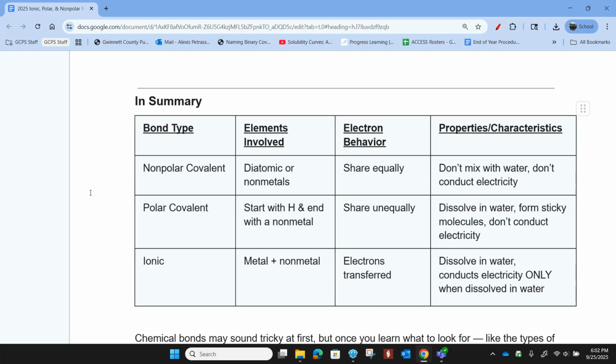Ionic is the only one with a metal. Metal and nonmetal. Electrons transfer, so they move from metal to nonmetal. Dissolve in water, conducts electricity only when dissolved in water.